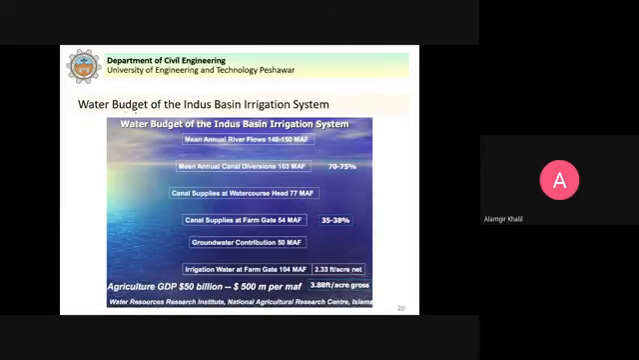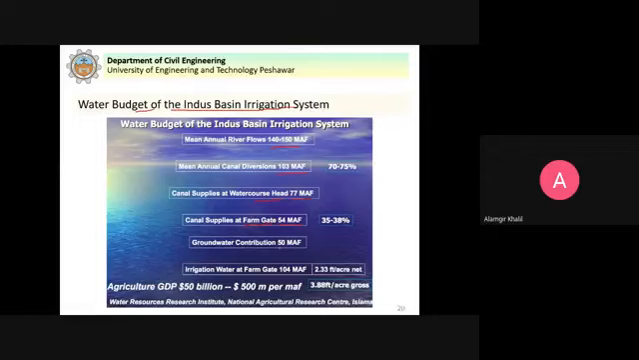Now this is taken from another source, the water budget of the Indus Basin irrigation system. Mean annual river flows vary from 140 to 150 million acre feet. The mean annual canal diversions are 103 million acre feet. This is the water that is diverted through the canals. Canal supplies at water courses are 77 million acre feet. Why? Because we discussed the evaporation and the seepage losses. Canal supplies at the farm gate that are available to the farmers are 54 million acre feet.